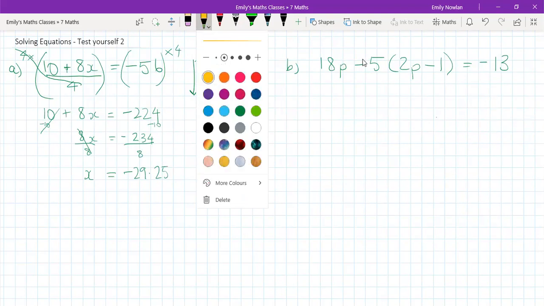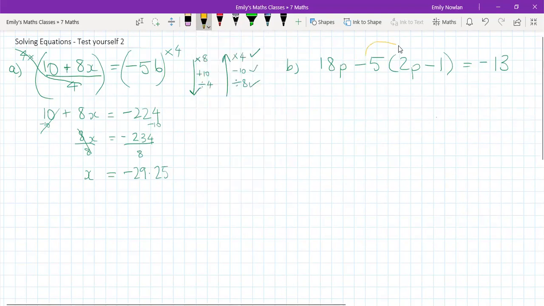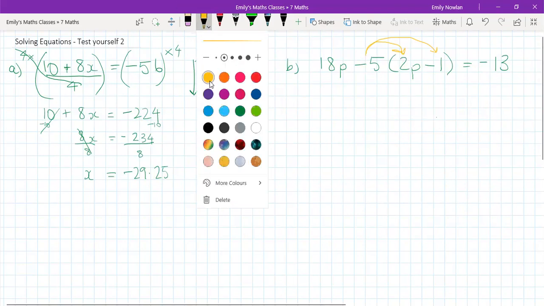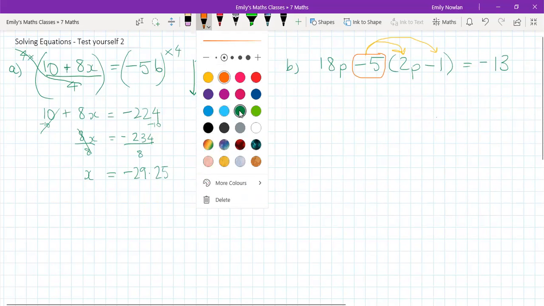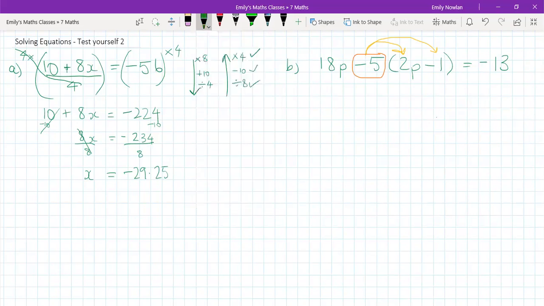Remember this is connected to this. The minus 5 is connected to what's inside the brackets. And the other thing to remember is that the number out in front is a negative. So you need to be able to look at that and go, the number at the front here is minus 5, okay? So that's a really common error that people make, is they forget that minus sign. So that makes this one tricky already.